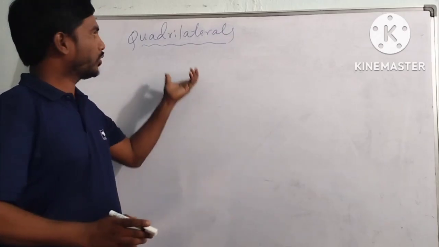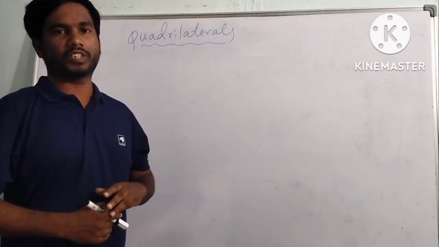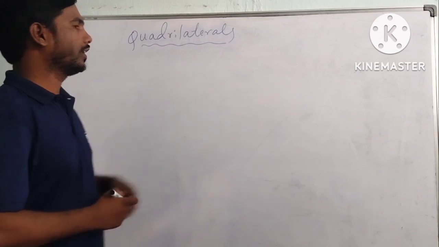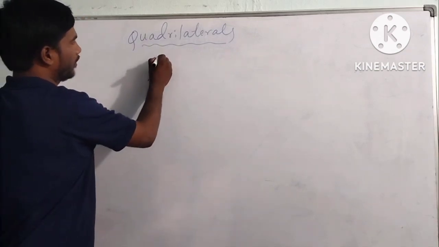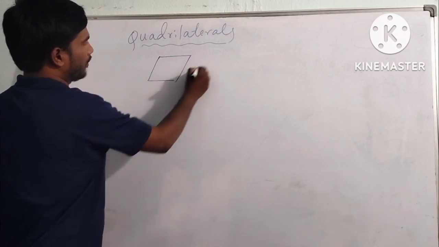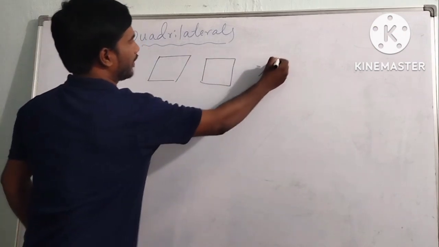We know very well about quadrilaterals. Quadrilaterals means polygons which are having four sides. These are some examples for quadrilaterals.